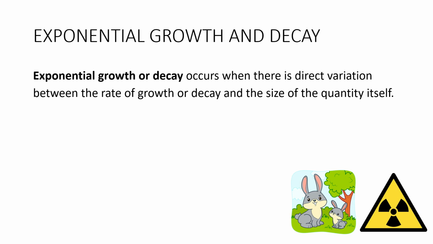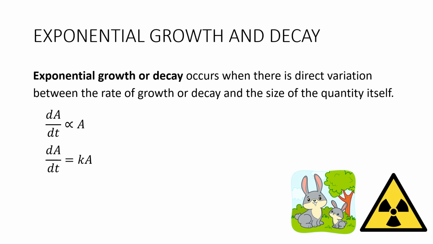It occurs when there's a direct variation between the rate of growth or decay and the size of the quantity itself. Now, you may recall doing direct variation back in Year 10, but if not, let's go through it again. Direct variation between the rate of growth or decay and the size of the quantity itself means this. Here's our rate of growth or decay. It's proportional to A.